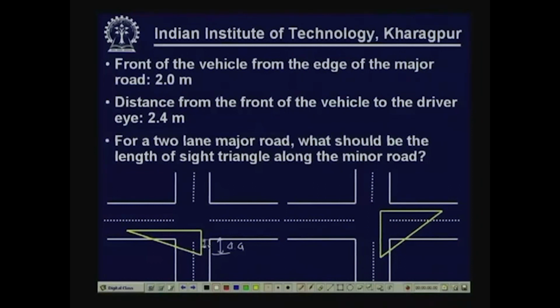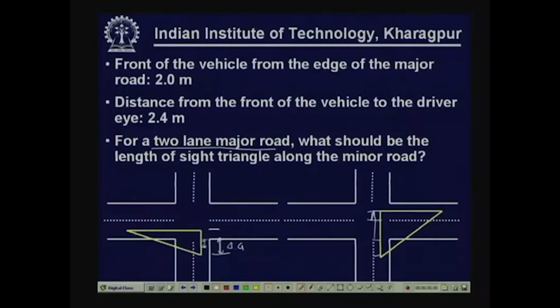So, what should be the length of the sight triangle along the minor road if we consider a 2-lane major road? Now, in this case it is 4.4 meter plus half of the lane width, because if we consider a 2-lane major road, then there is 1 lane for each direction. So, half of the lane width should be added to this distance 4.4. In this case it is 4.4 plus 1.5. Okay. So, that way we can calculate the dimension of this sight triangle.